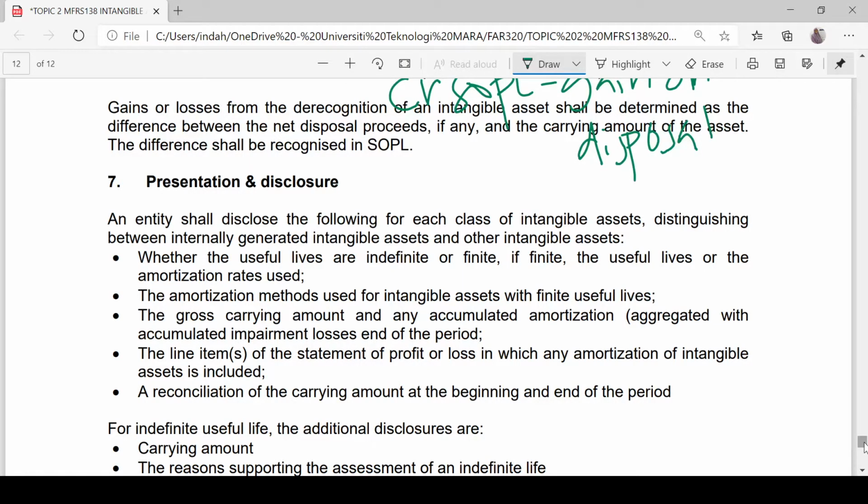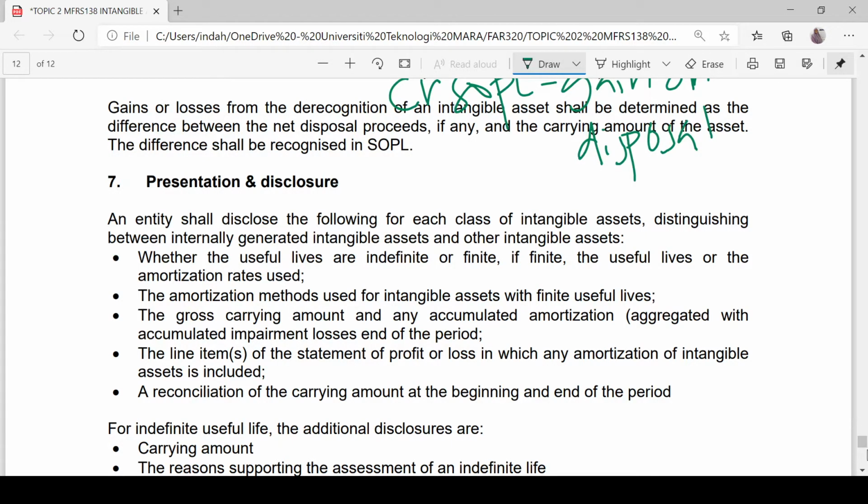The amortization method used for intangible asset with finite useful life, the gross carrying amount and any accumulated amortization, as well as any accumulated impairment losses. The line items of the statement of profit or loss in which any amortization of intangible asset is included. A reconciliation of the carrying amount at the beginning and at the end of the year.